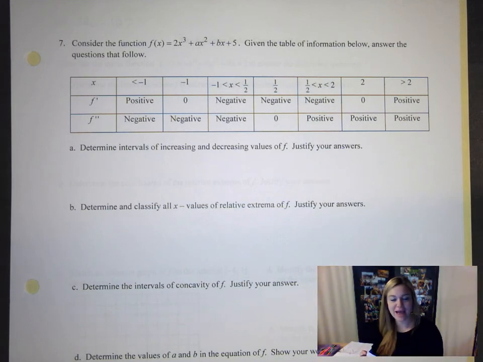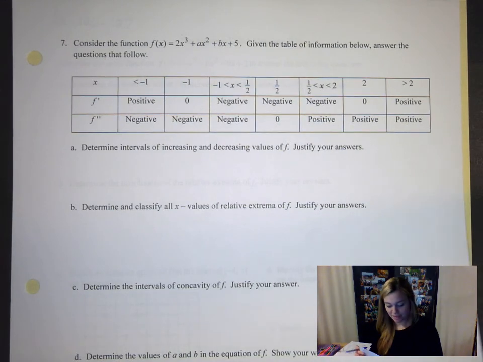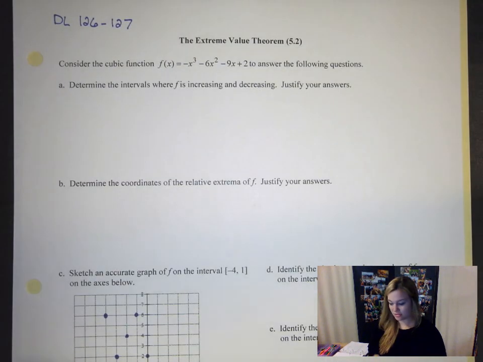If you want to know, how do I do any of these things? This doesn't look familiar to me. You can go back to the Unit 4 test review video. But we're going to go to this page. So daily lessons 126 and 127.